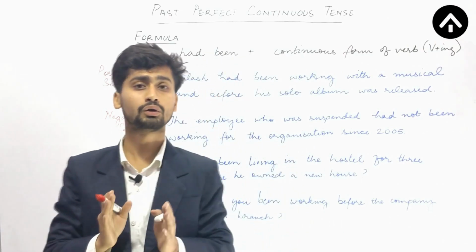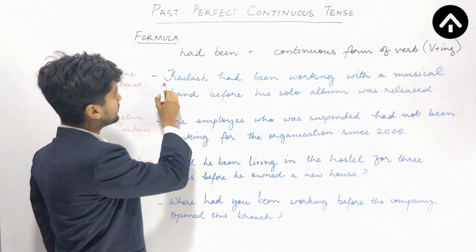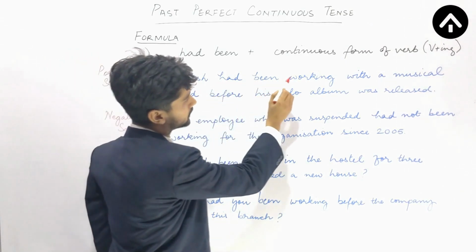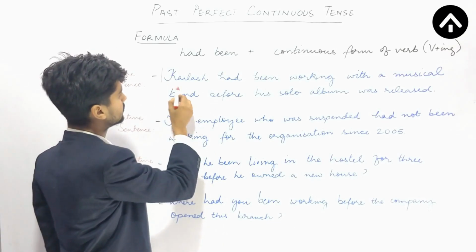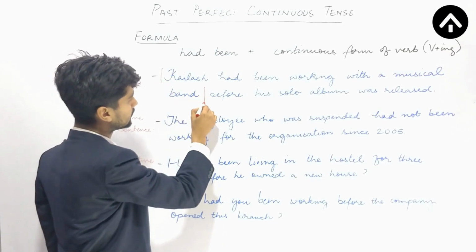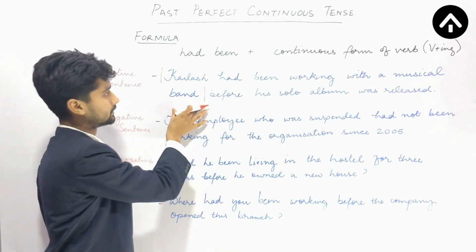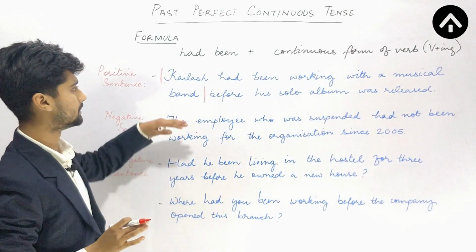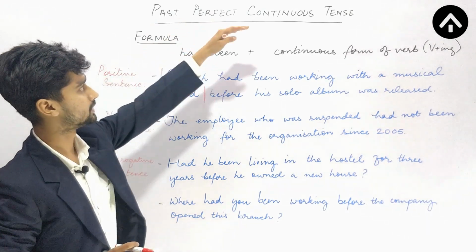Okay, so let's have a look at the first clause. It starts from here. Kailash had been working with a musical band. So this is the first clause, starting from here and ending here. Kailash had been working with a musical band. Had been working with a musical band. So this is the first clause, and this is a sentence of past perfect continuous tense.